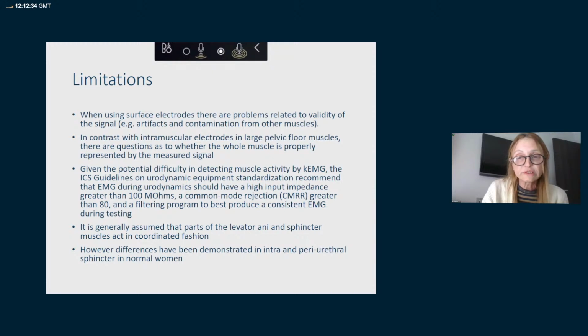participate to this requirement. It generally assumes when you register EMG of the sphincter that part of the levator ani and sphincter muscle act in a coordinated fashion. However, there are differences between intra and periurethral sphincter in normal women, which means that you will not always be able to be sure that you are registering the signal you want.